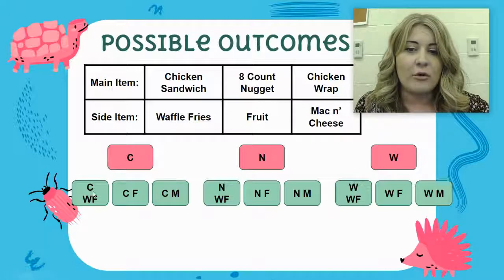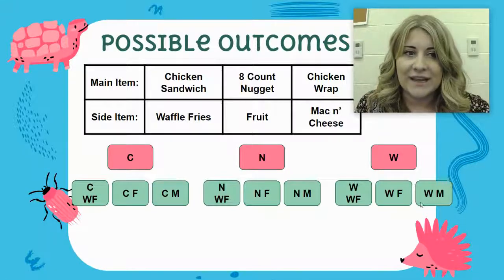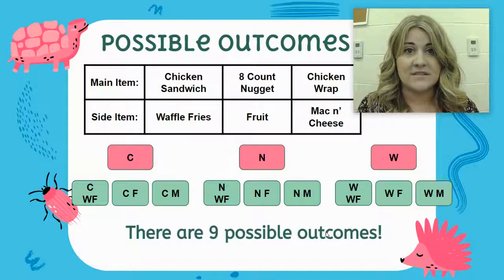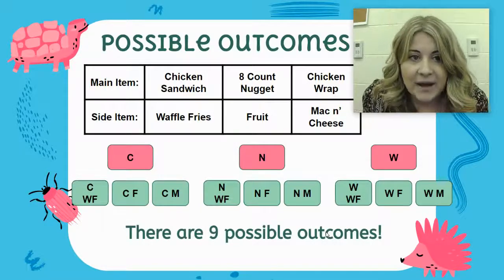So here, all the ones in the green, these are the ones you're going to count. These are your 9 possible outcomes. So these up here, you don't count the pink ones. We're only counting the possible combinations or outcomes here, okay? So there are 9 possible combinations.